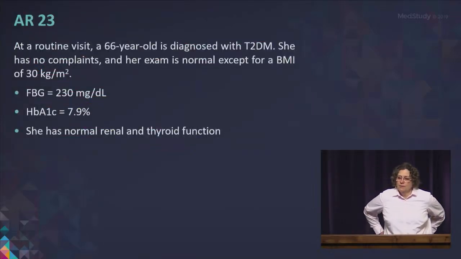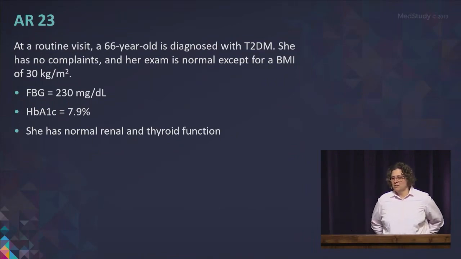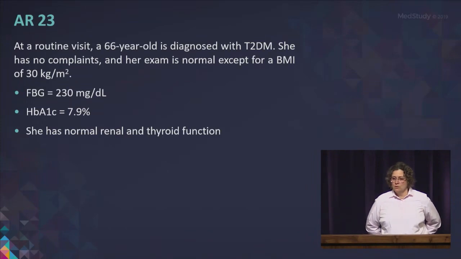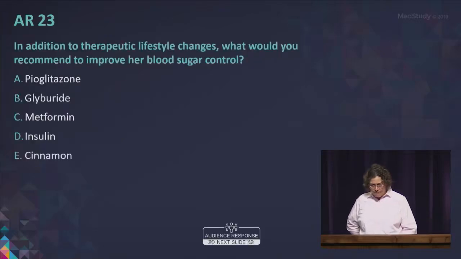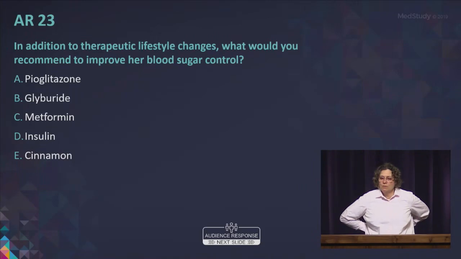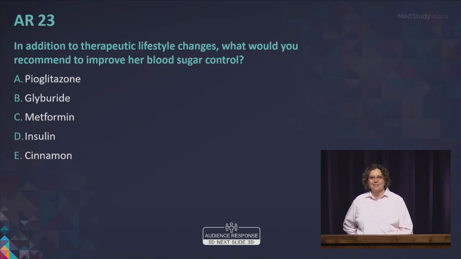Next question. At a routine visit, a 66-year-old is diagnosed with diabetes. She has no complaints. Her exam is normal except for a BMI of 30, making her obese. Her fasting sugar is 230, her A1C 7.9. She has normal renal and thyroid function. In addition to therapeutic lifestyle changes, what would you recommend to improve her blood glucose control? A TZD, a sulfonylurea, metformin, insulin, or cinnamon? People love cinnamon.